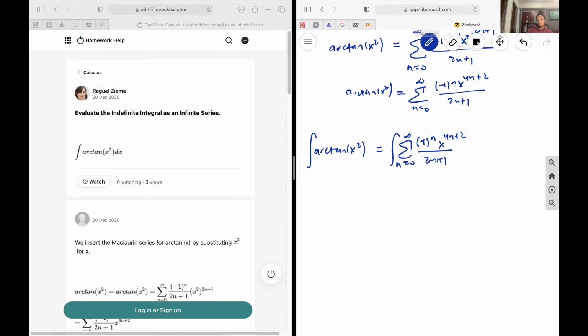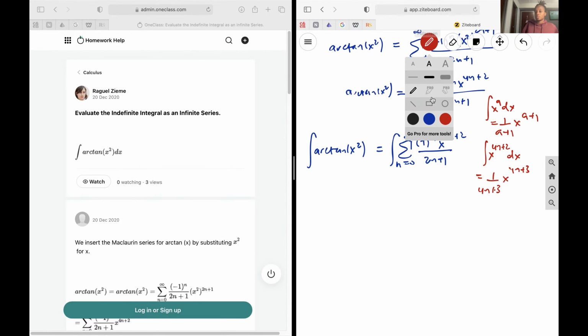Negative 1 to the power of n, 2n plus 1, and my summing symbol don't involve x in any way. So I'm going to focus in on the x and deal with that. And so again, recall the integral of x to the power of a dx is 1 over a plus 1 times x to the power of a plus 1. And so in the case of 4n plus 2, the integral of x to the power of 4n plus 2 dx is going to give me 1 over 4n plus 3 times x to the power of 4n plus 3. And so that's what I'm going to put in.